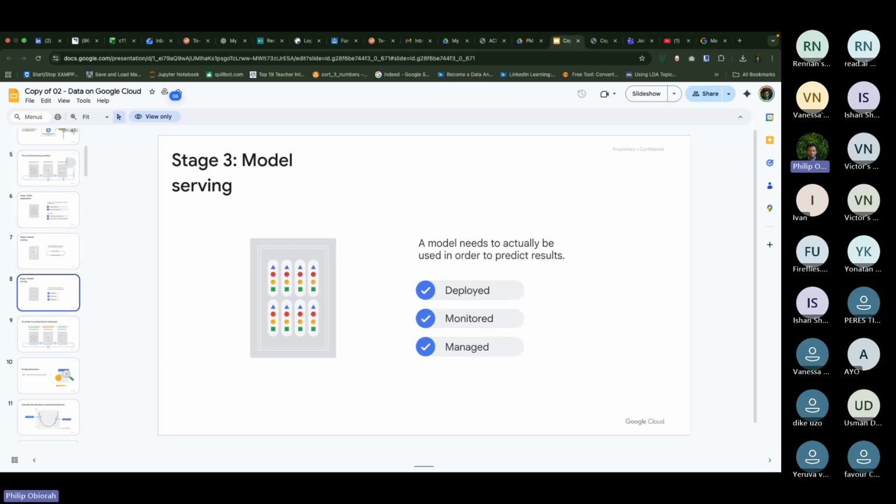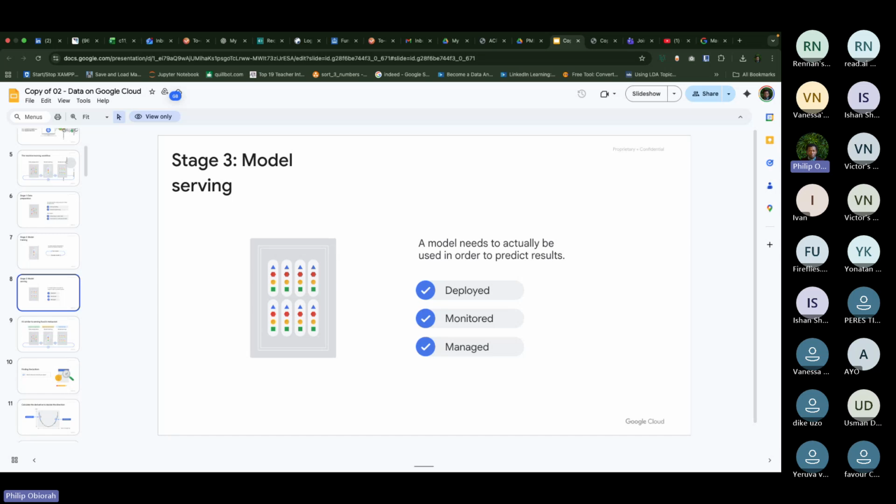You'll be seeing deployed, monitored, managed. Then you're looking at model 7. So when you're looking at where this model is deployed, how is it accessible? Can it be accessed through an endpoint or a batch job?